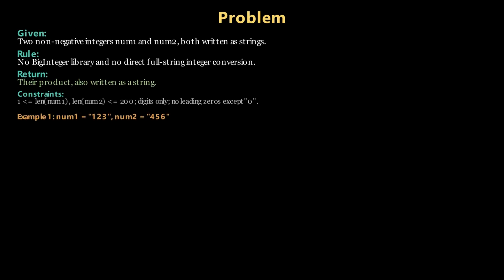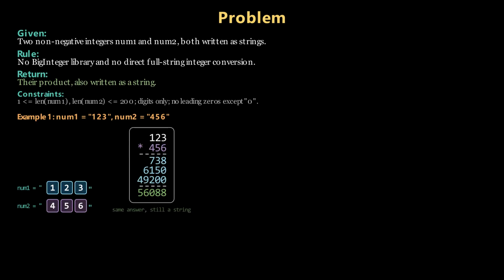Given two non-negative integers, num1 and num2, both written as strings, return their product, also written as a string. Because the inputs are strings, the example behaves like written multiplication: digit products, carries, and a final string. In this example, each row of the written multiplication contributes one shifted partial product. After the carries settle, the final output line is 56088.